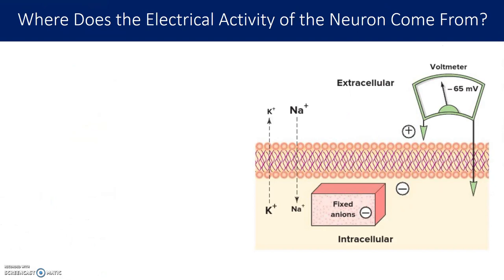So an action potential, it's electrical activity, it's voltage. Where does this come from? Right? Most of the electrical activity that we're talking about deals with ions, and it deals with the movement of ions across the cell membrane. Two of the most important ions are going to be potassium, represented by K, and sodium.